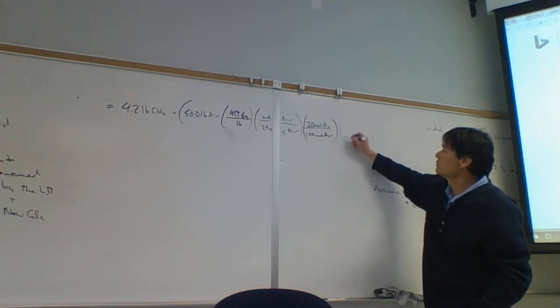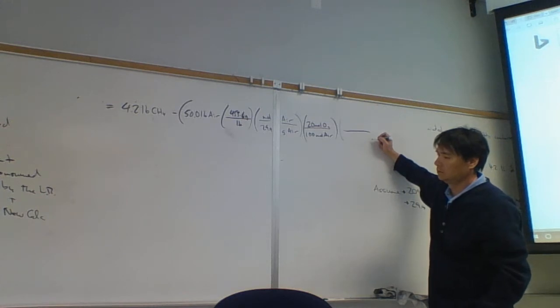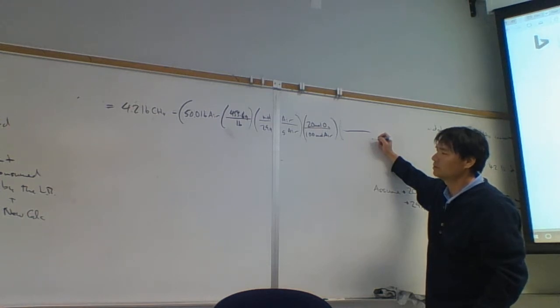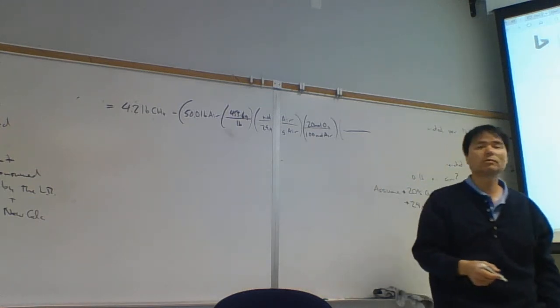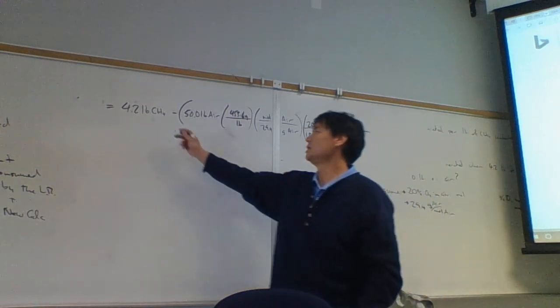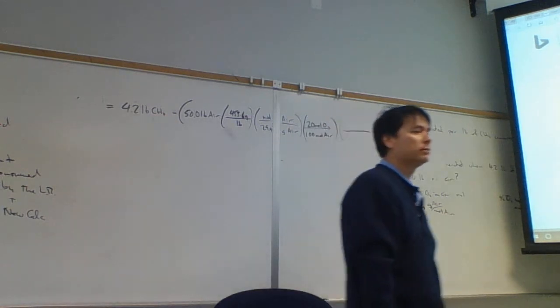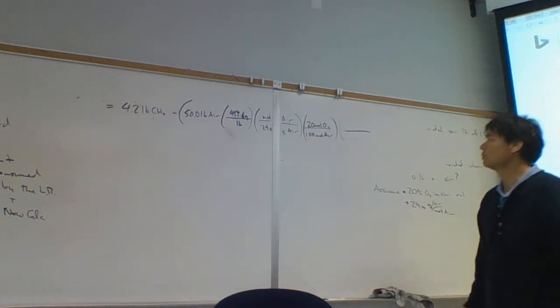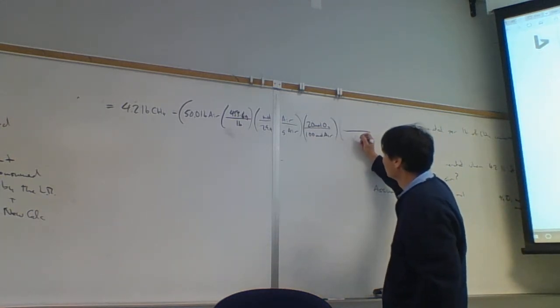Okay, now we can go to moles of CO2. Or are we going to moles of CO2? No, we're not. Where are we trying to go? We're trying to go to CH4. Right? And so how do we get from moles of O2 to moles of CH4? What's the mole ratio? 2 to 1?